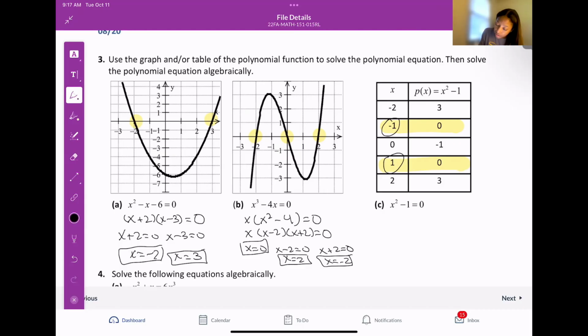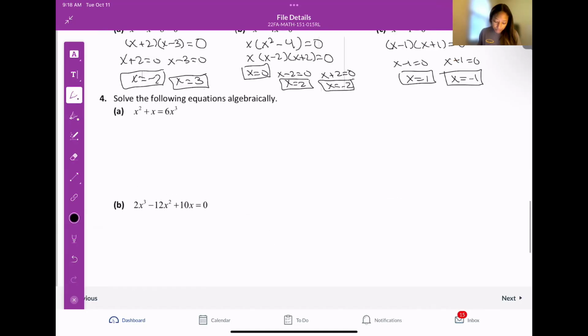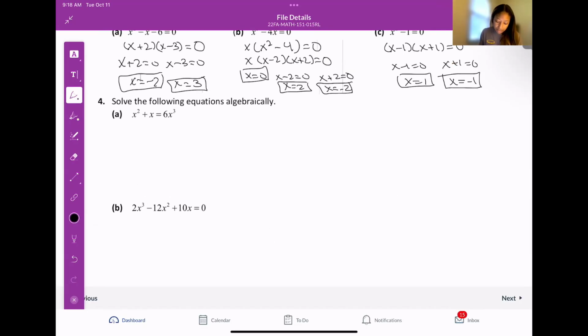Solving x squared minus 1 equals 0 algebraically, x squared minus 1 is a difference of squares, so it factors to x minus 1 times x plus 1. And then if we set these two factors equal to 0, we get our answers that we have in the table, 1 and -1.